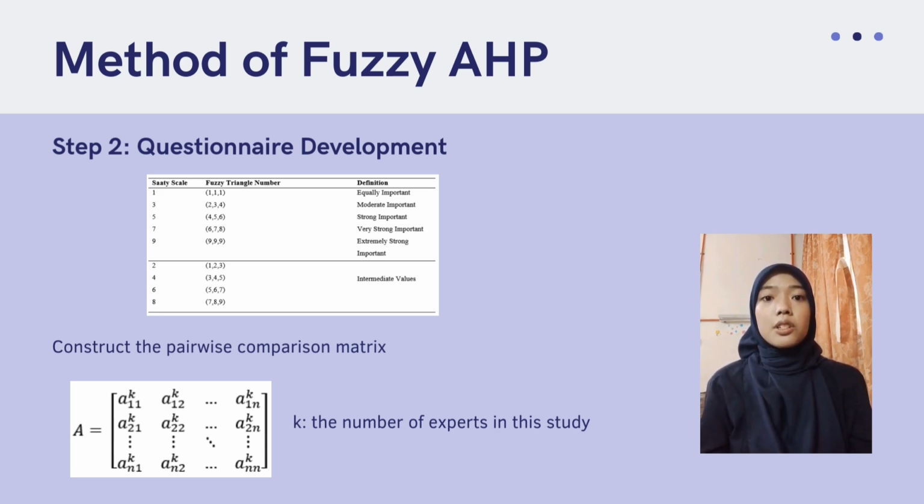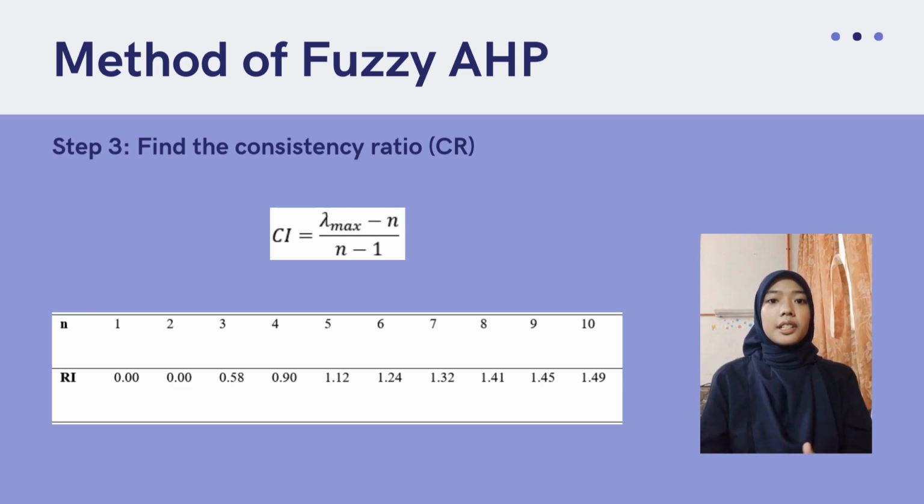This structured process ensures that subjective opinions are systematically converted into meaningful numerical values, allowing for a more precise decision-making framework. In the fuzzy analytical hierarchy process, fuzzy AHP, ensuring consistency in decision-making is crucial. This step involves calculating the consistency ratio, CR, to check whether the pairwise comparisons made by decision-makers are logically consistent.